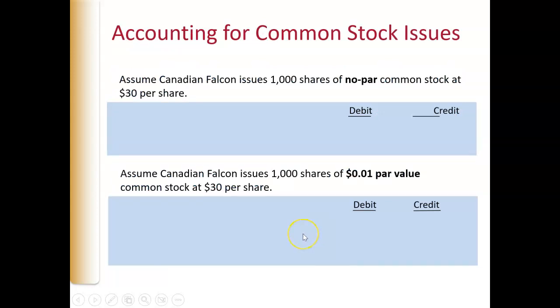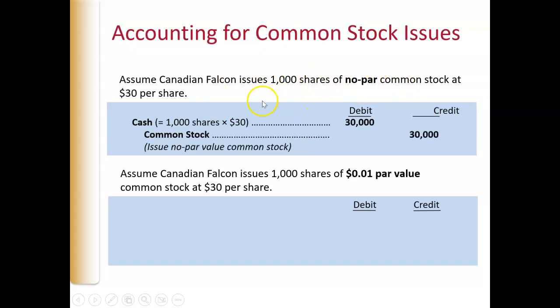So let's just say Canadian Falcon issues 1,000 shares of no par common stock at $30 per share. So when a company has a no par stock, the way we record that is a debit to the cash that comes in, and all of it gets credited to common stock. It's really straightforward and simple.